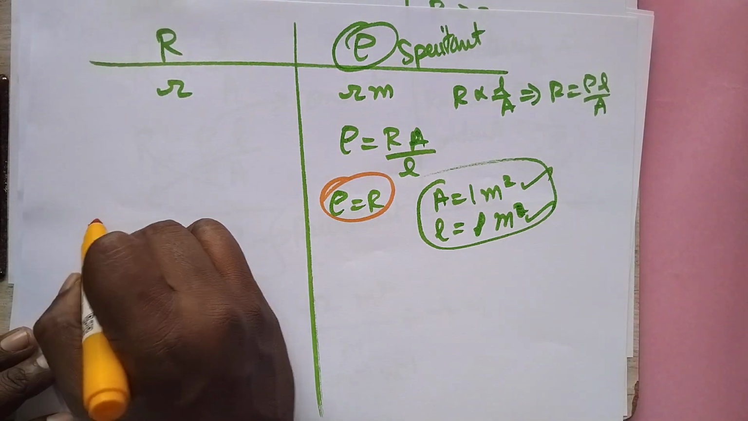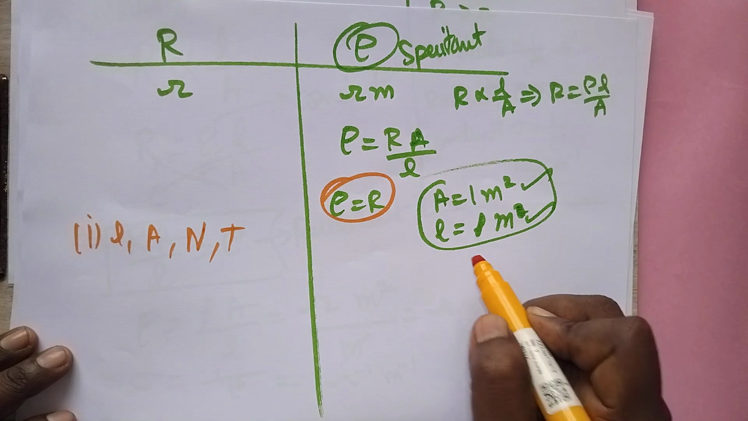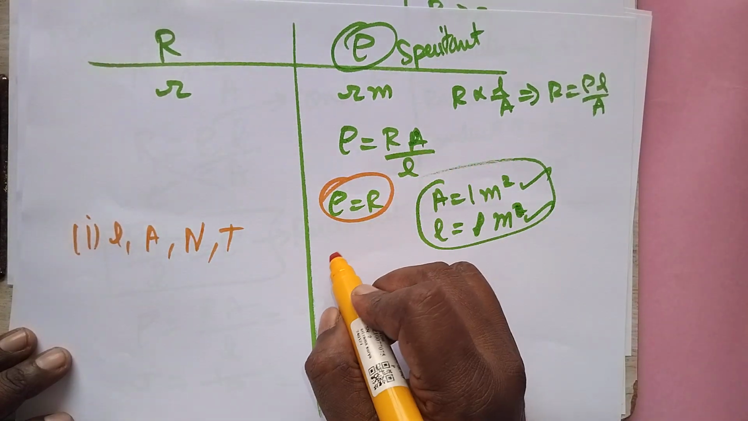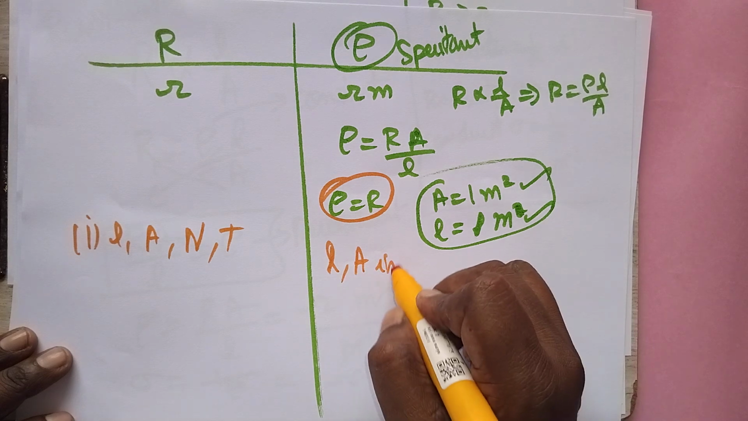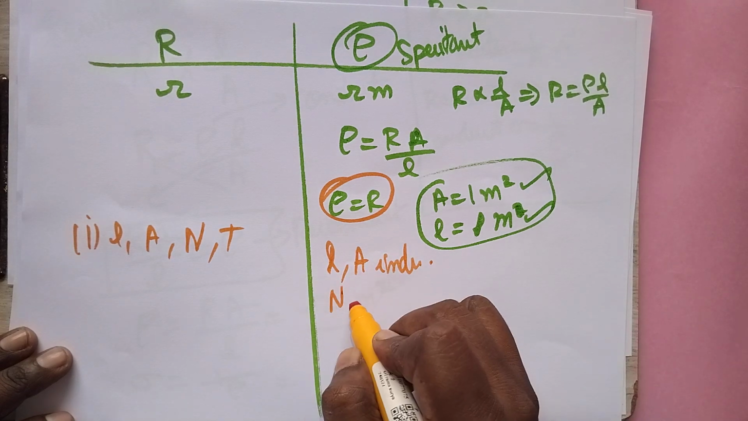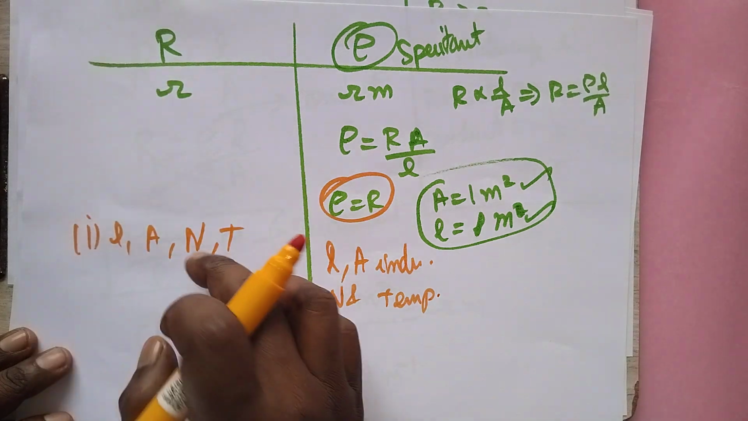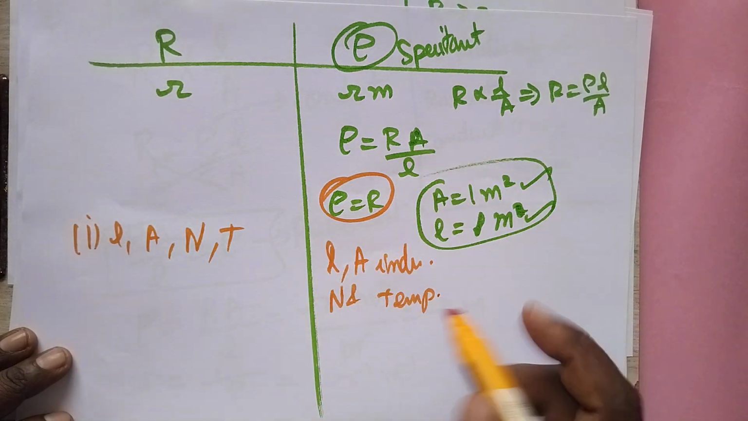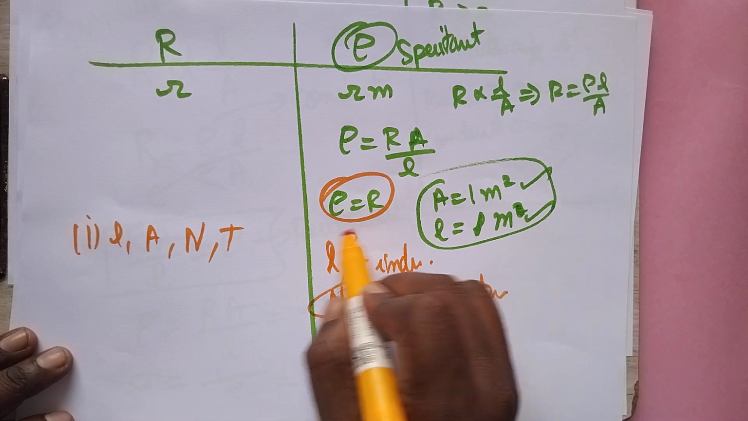What are the factors affecting resistance? Length, area, nature, temperature. What are the factors affecting resistivity? Only nature and temperature. Length and area are independent. I'll repeat again. The factors affecting resistance: length, area, nature, temperature. The factors affecting resistivity: only nature and temperature. Length and area are independent.